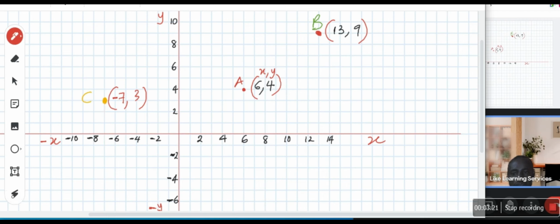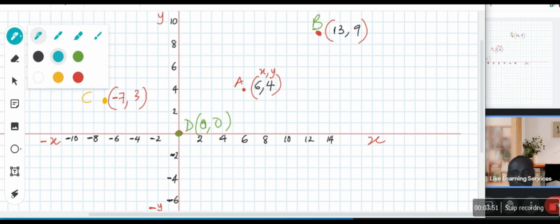Okay, give me the coordinate of this point. I'm going to call it D. It's 0 on x and 0 on y. So that's 0, 0. 0, 0 is also called the origin.